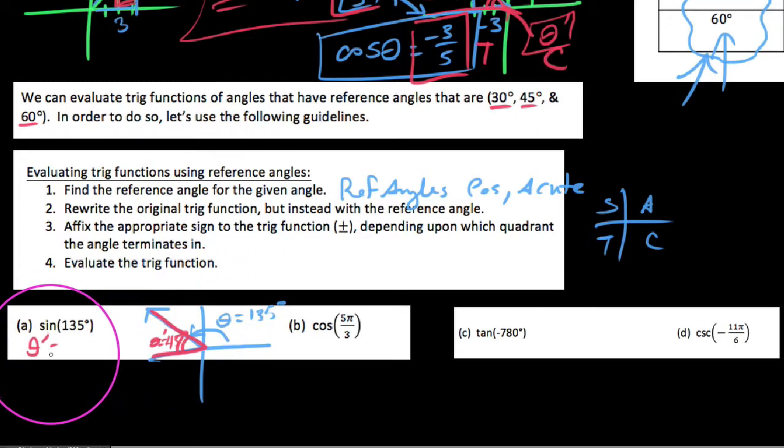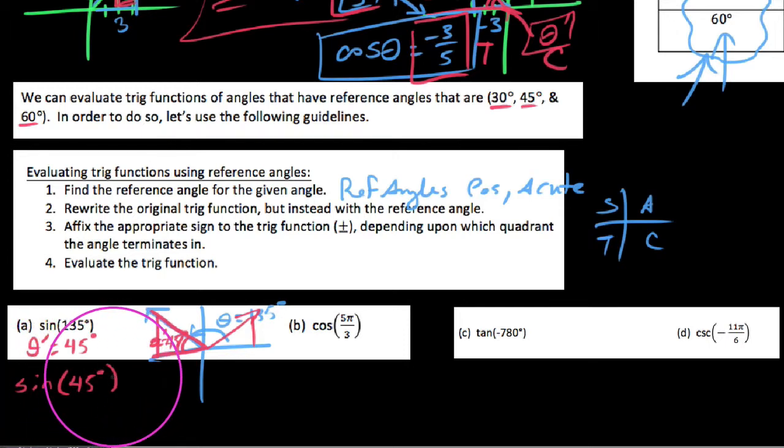We're going to write this down. Reference angle is 45 degrees if my original angle's 135. Step 2 says rewrite the original trig function, but instead we'll use the reference angle. So instead of doing sine of 135, if I were to do the sine of 45 instead, look at this, you get the same triangles. So they have the same measurements. We're going to do instead the sine of its reference angle.